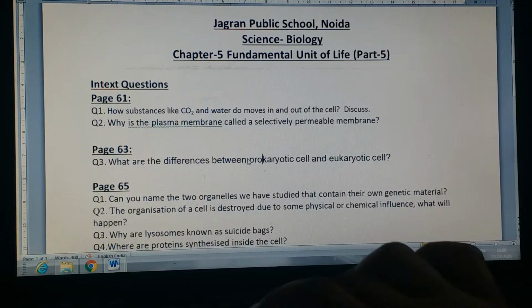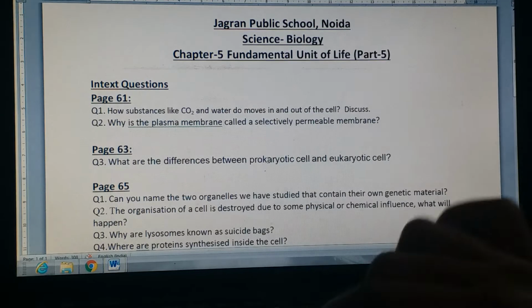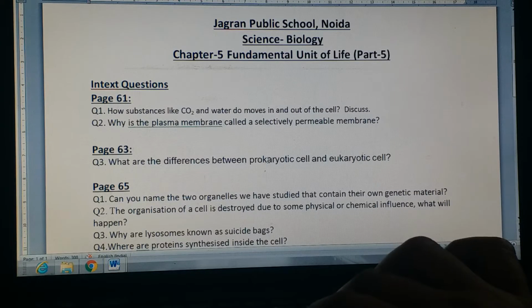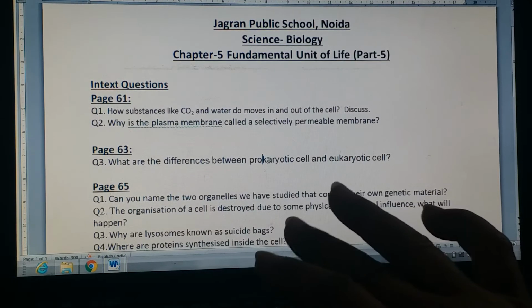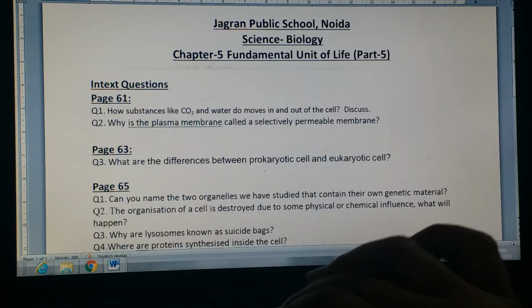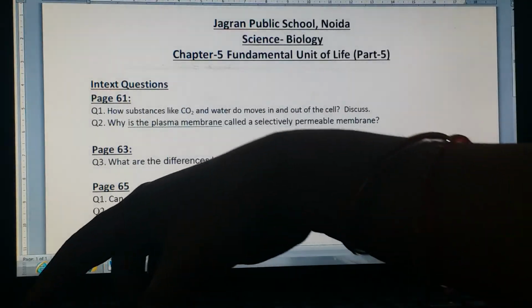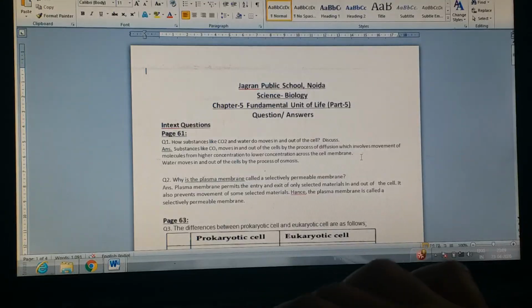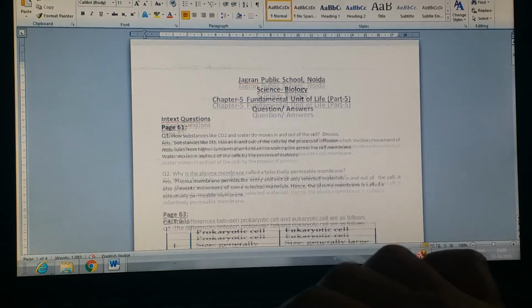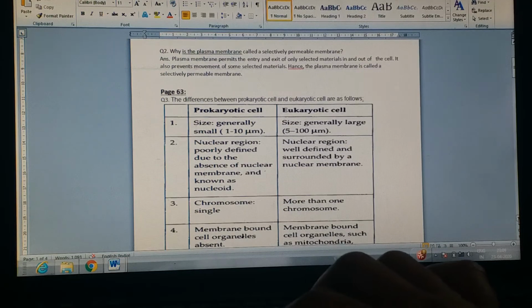In prokaryotic cells, I have given the structure of bacteria in your first session, the nuclear region is poorly defined. There is no clear nuclear membrane, and the nuclear region is considered a nucleoid. Whereas in a eukaryotic cell, it is a well defined nucleus, and it is surrounded by a nuclear membrane.